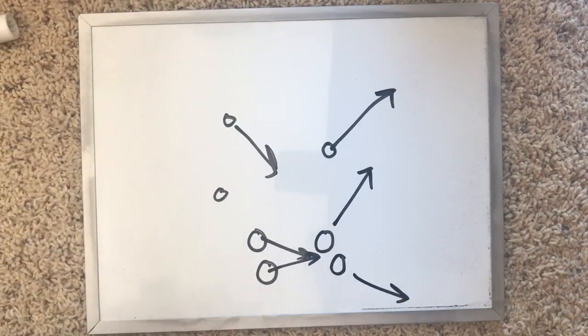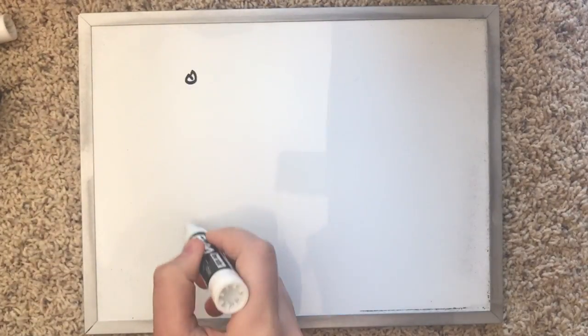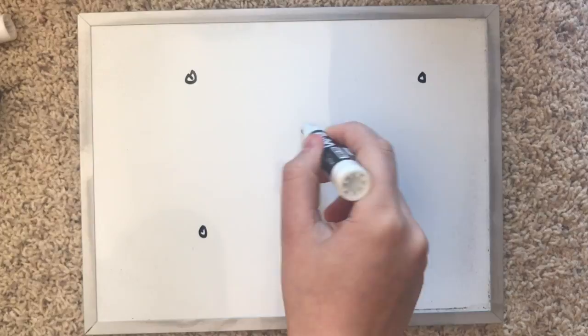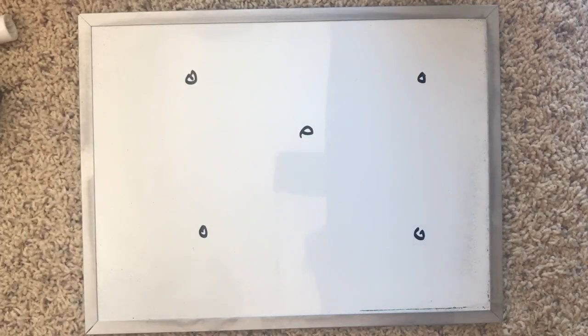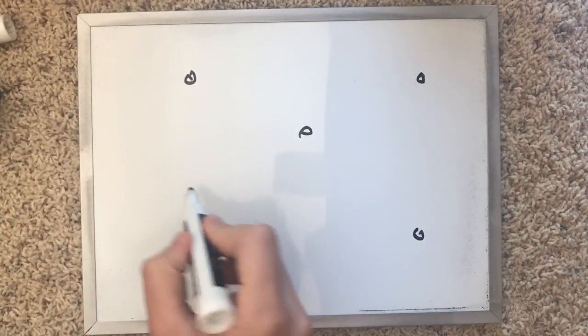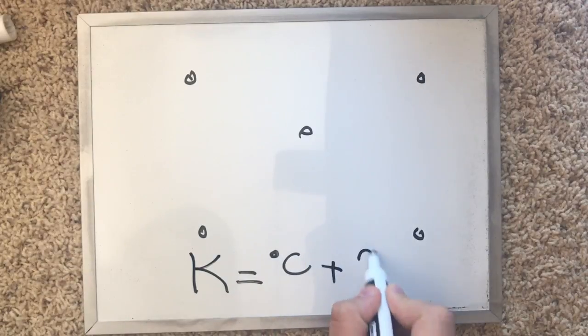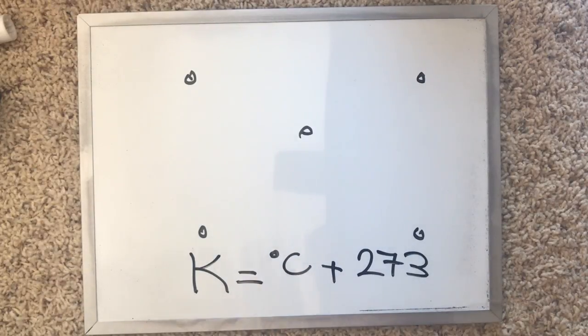Also, the kinetic molecular theory tells us that there is a lot of space between the gas particles compared to their sizes, and that the average kinetic energy of the gas particles is proportional to the temperature in Kelvin, where Kelvin equals degrees Celsius plus 273.